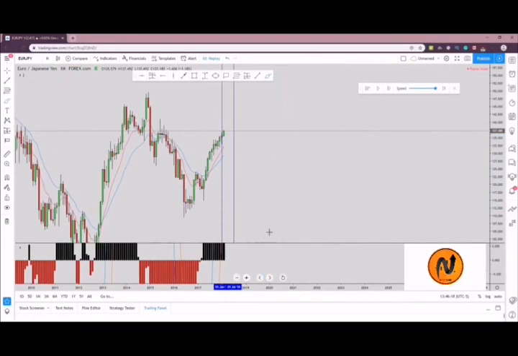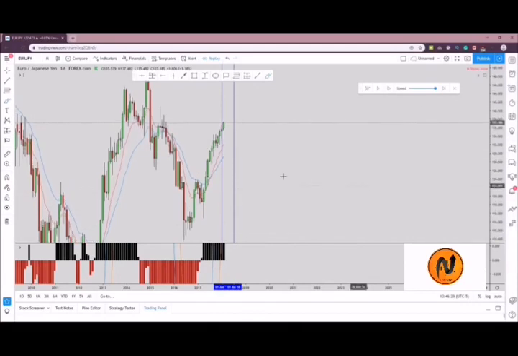So let's take our indicators. I will not be taking them off and on all the time, because it's not something smart to do.